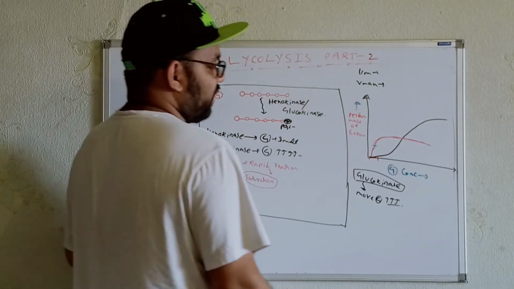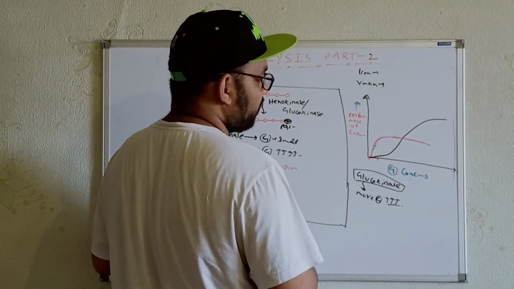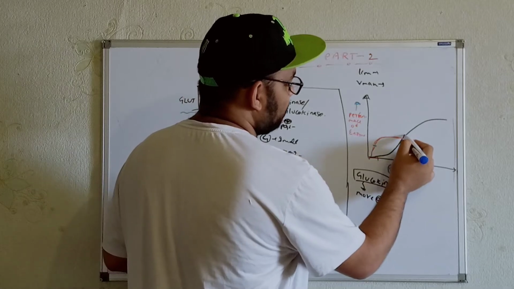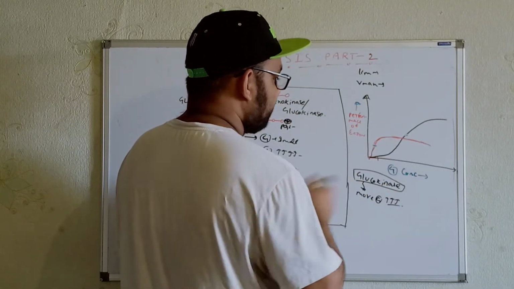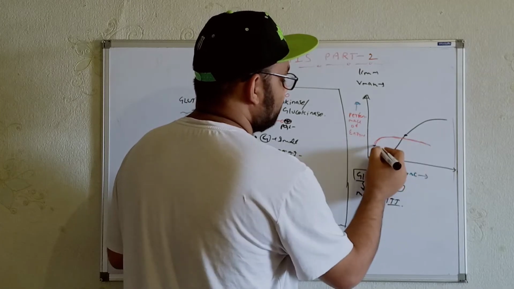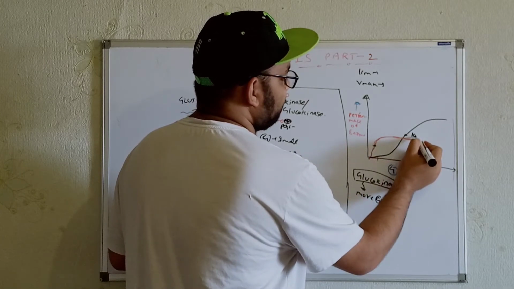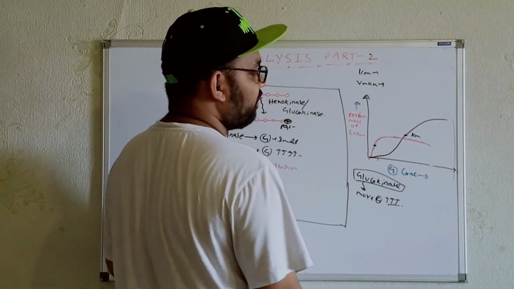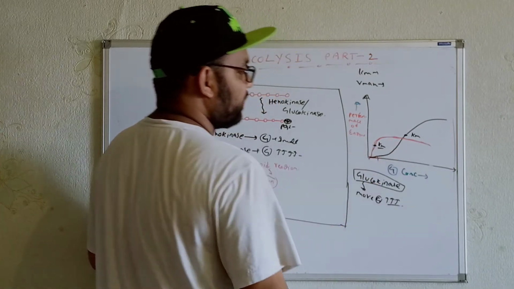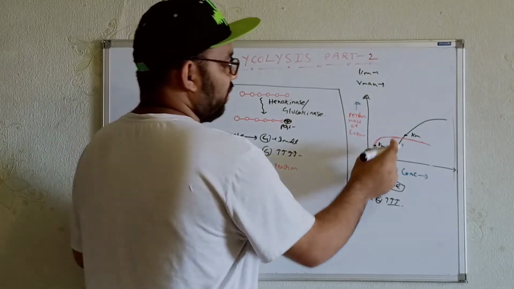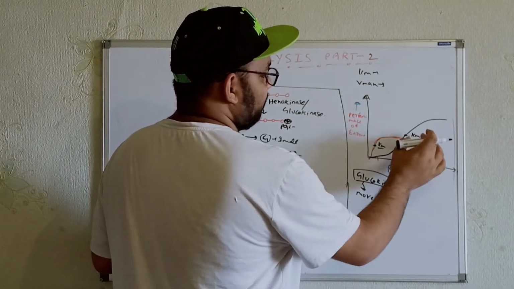And what about the glucokinase? If we say glucokinase, half of the enzyme, for example, will be saturated over here. So this point will be Km for glucokinase, and this point will be Km for hexokinase. This will be the Km for hexokinase. This will be the Km for glucokinase.